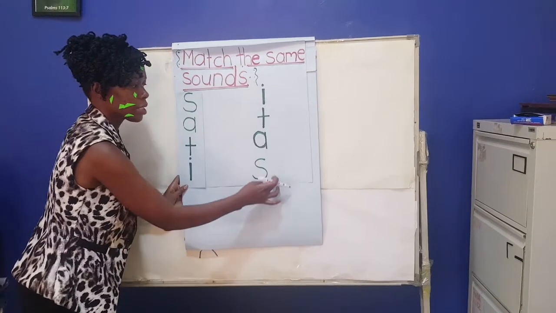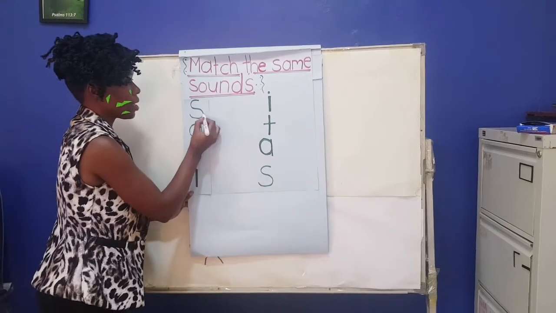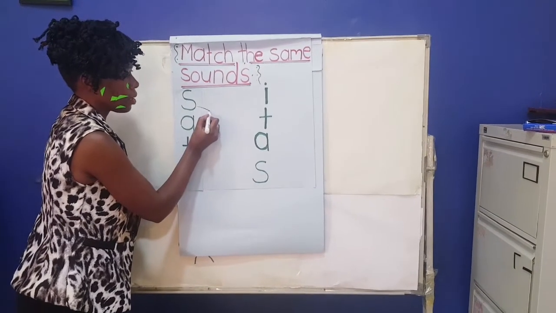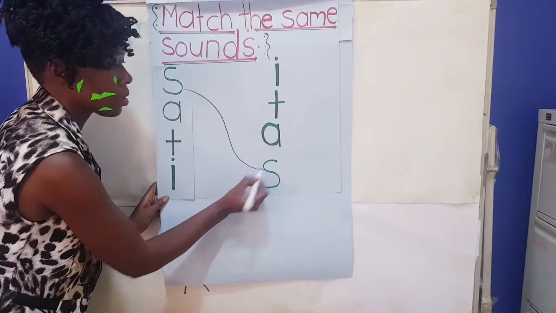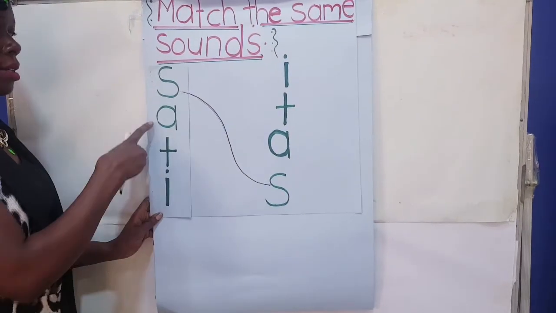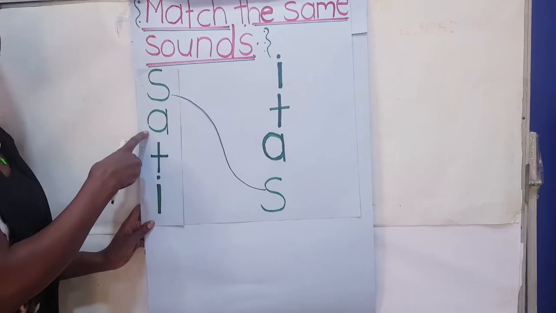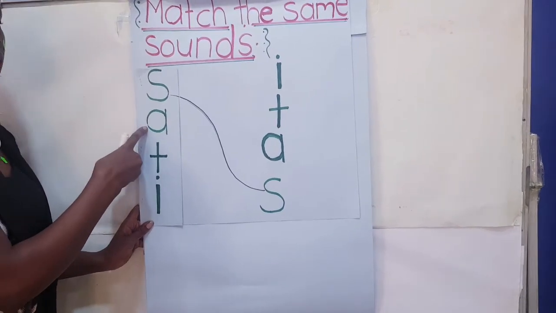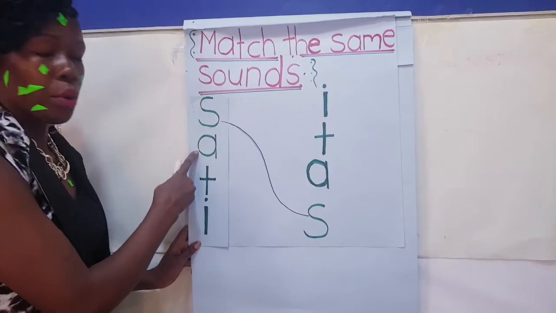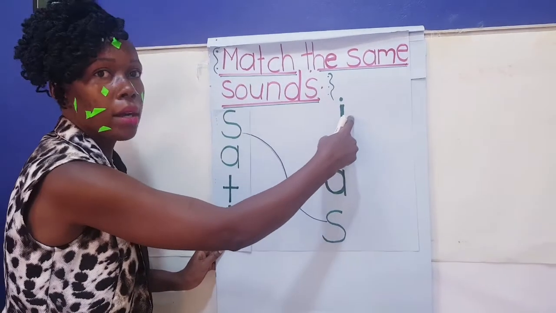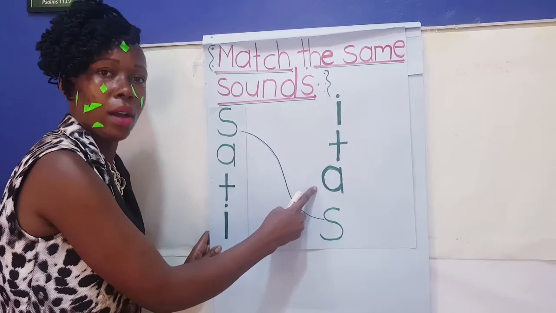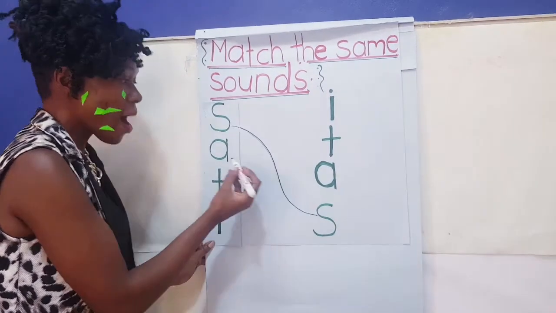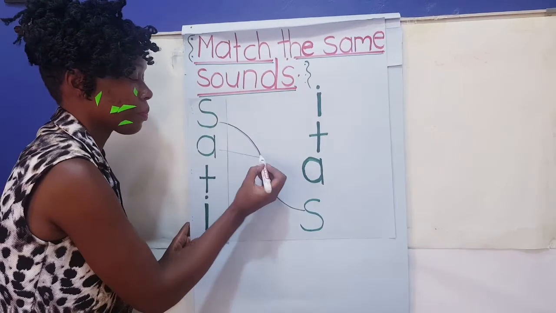Can you look for sounds on this side? Yes. Where is it? Let me take my marker to where sounds is. Yes. We say sound is for apple. Is this sound? No. Is this sound? No. Is this sound? Yes. Right. So we match the same.